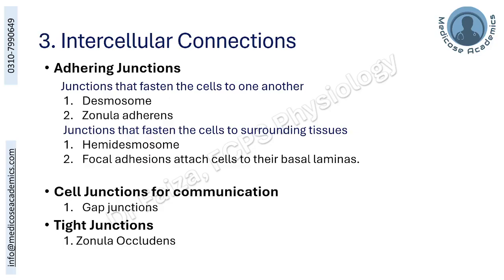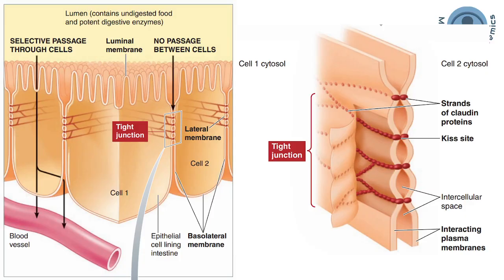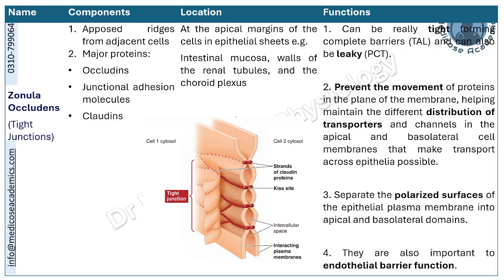And then the intercellular connections, which are also known as adhering junctions. Another category is cell junctions for communication, and lastly the tight junction. We will have a look at them one by one. Again, the tight junctions, gap junctions, and adhering junctions. Adhering junctions are further of two types. So, one by one we will have a look, starting from the zonula occludens, which are also known as the tight junctions.